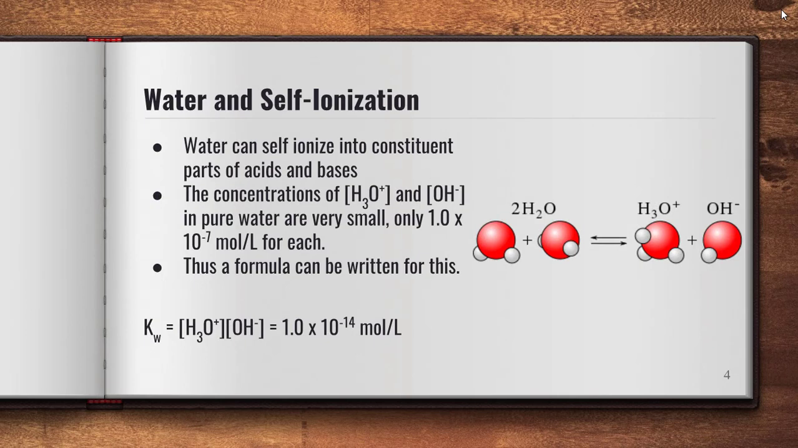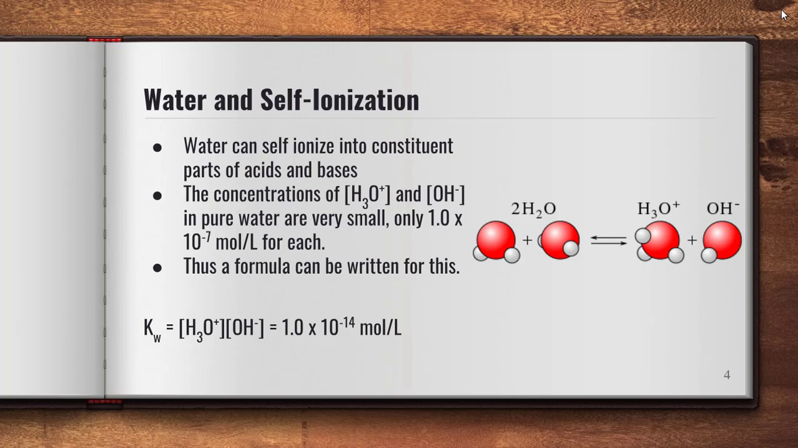So let's talk about water real quick. Water has the unique ability to self-ionize into constituent parts of acids and bases. If we look here, two water molecules can spontaneously form an H3O+ ion, which is an acidic ion, and OH-, which is a basic ion. Now, the concentrations of these in pure water are very small. It's 1 times 10 to the negative 7th moles per liter. Again, that's the same thing as molarity. It's a very, very small concentration of this in solution.